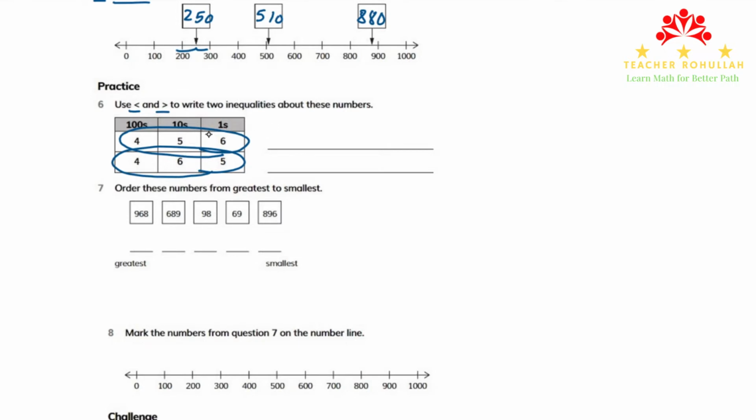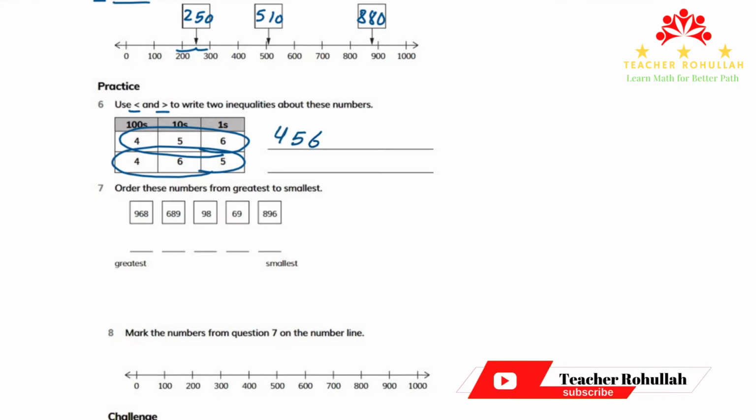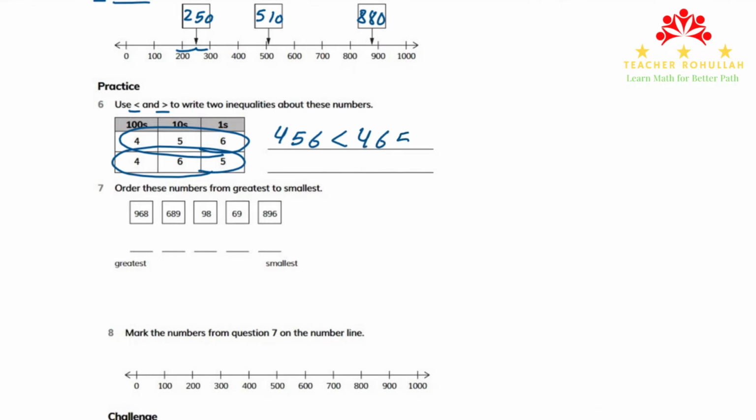So to compare these two numbers, I will write the first number first. 456 is less than 465, and 465 is greater than 456. We are done with this part also.